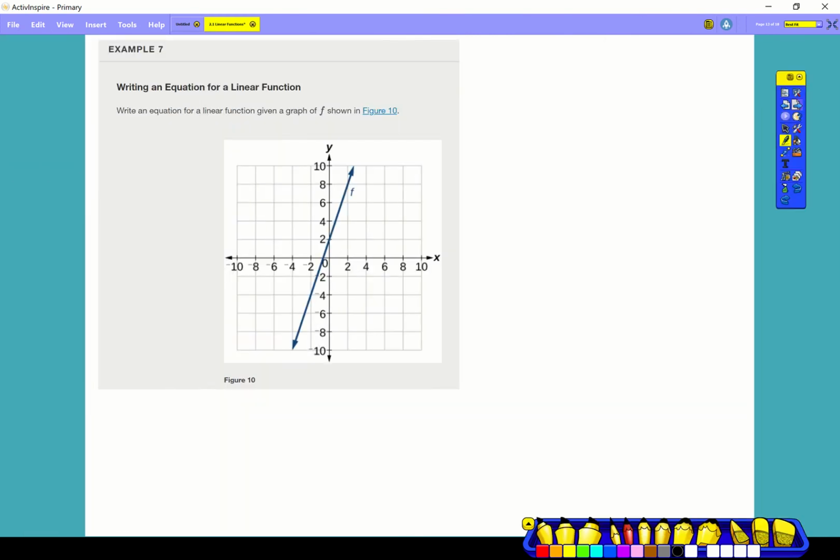It's whichever process you like. Okay, so write an equation for this linear function. I'm going to do this one because it's the y-intercept. So my b equals 2. And then I need one more point. Looks like this one I know. And I've got negative 2, negative 4.